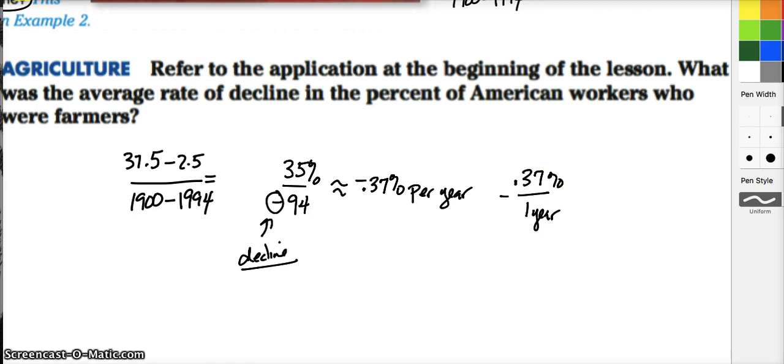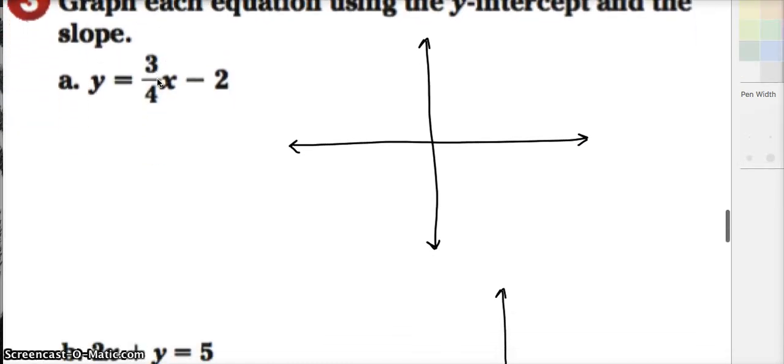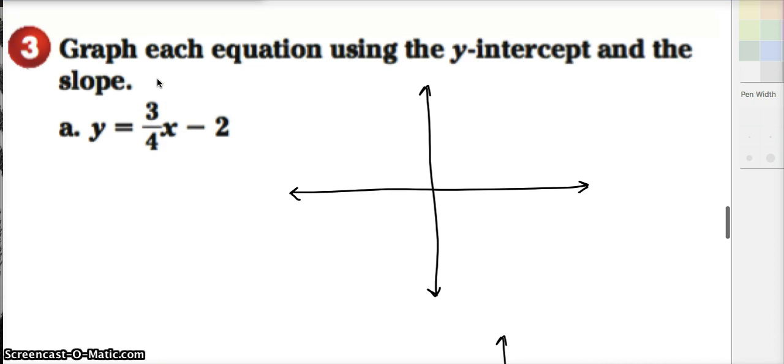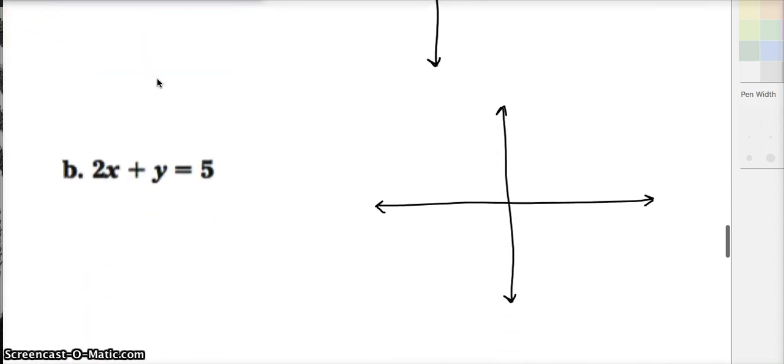Let's look at another example. So we're probably going to need another video to finish this, but let's just take a look at where we're going. In example 3, we're going to be graphing using the y-intercept and the slope, so the slope and y-intercept form of a line, as you can see. We're going to turn this equation into slope-intercept form to make it easier to graph.